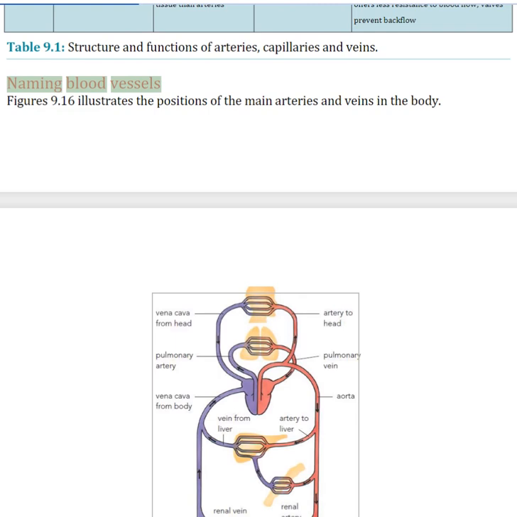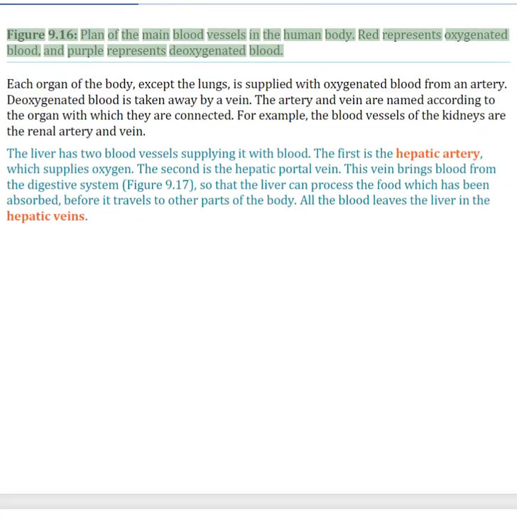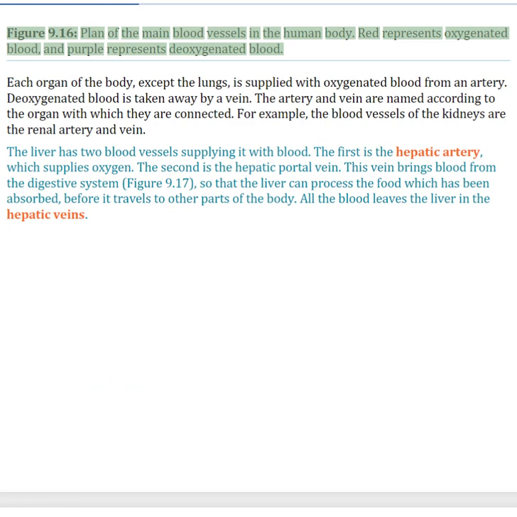Naming blood vessels. Figure 9.16 illustrates the positions of the main arteries and veins in the body. Figure 9.16. Plan of the main blood vessels in the human body. Red represents oxygenated blood, and purple represents deoxygenated blood.